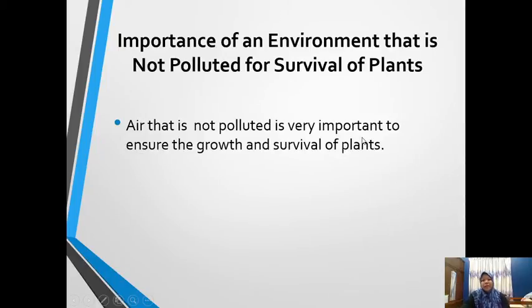We go to the importance of an environment that is not polluted for survival of plants. Okay, air that is not polluted is very important to ensure the growth and survival of plants. Okay, kita kena pastikan udara kita ini tidak tercemar. Sebabnya kalau udara kita ini tercemar, susahlah kalau pokok kita nak hidup.